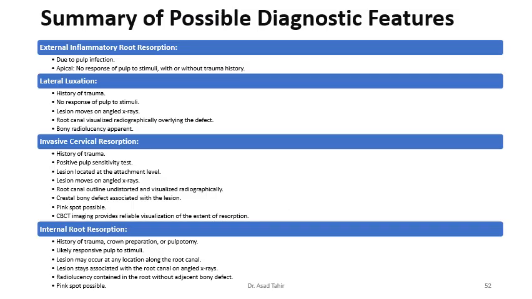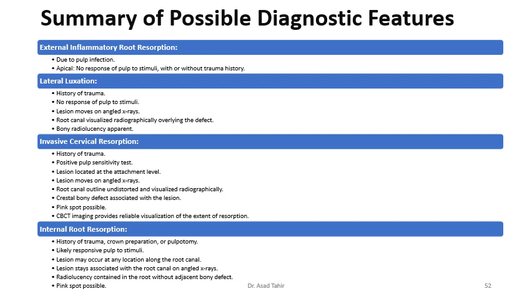Summary of possible diagnostic features. External inflammatory root resorption, due to pulp infection. Apical, no responsive pulp to stimuli, with or without trauma history. Lateral luxation: history of trauma, no responsive pulp to stimuli. Lesion moves on angled X-rays. Root canal visualized radiographically overlying the defect.